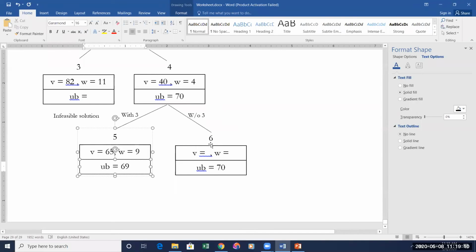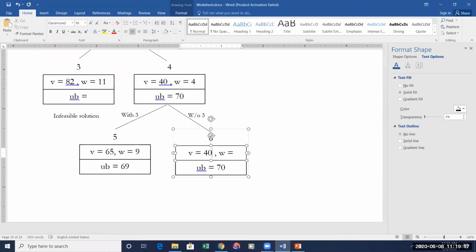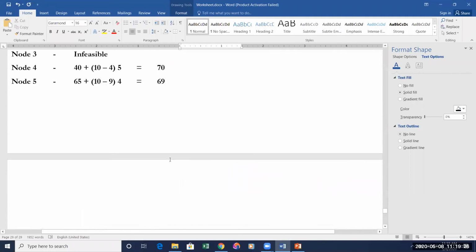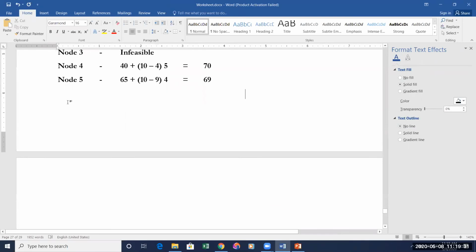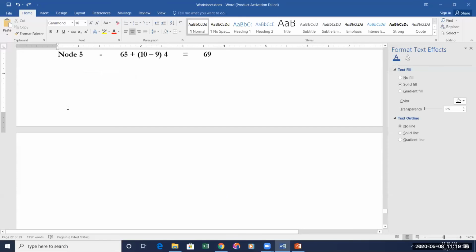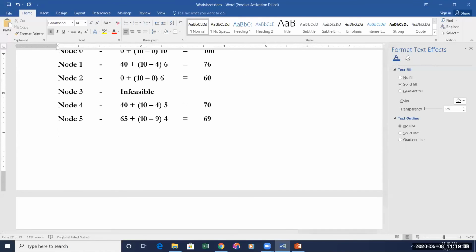One more is left. Without 3, we'll calculate what is without 3. 40 and 4 was remaining. So if you don't consider item number 3, the value remains 40 itself. If you don't consider item number 3, the weight remains 4. Calculate the upper bound for 40 and 4. Node number 6. Value is 40.